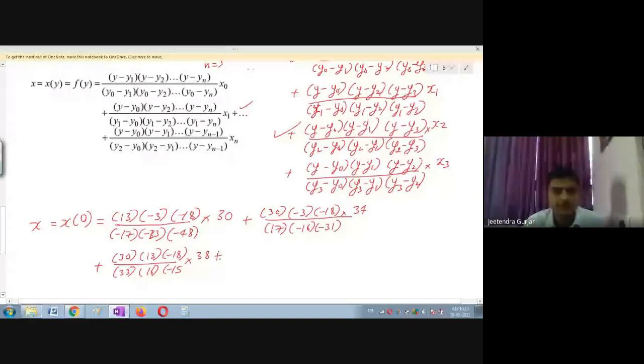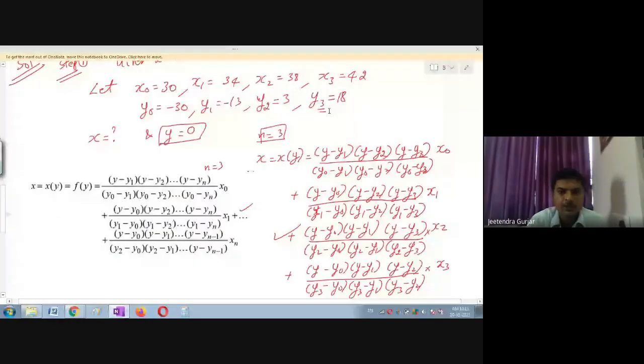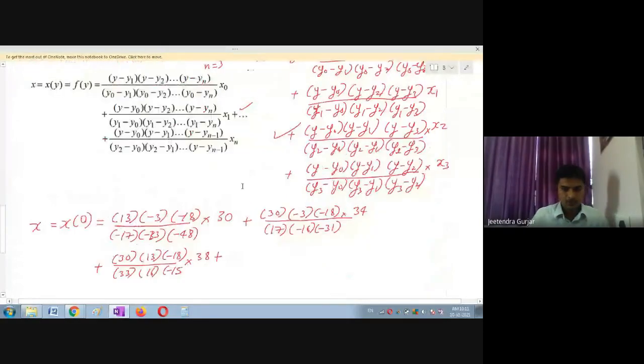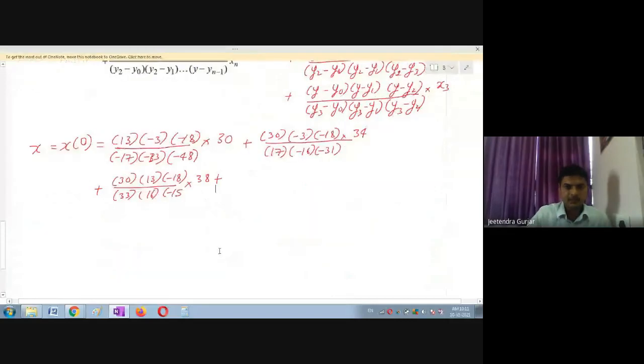38. So all these values you should note down. X2 is 38. So this is important. When you get this correctly, you can directly substitute the values. Next I'm going to substitute values in this: y minus y0 is 30, y minus y1 is 13, and y minus y2 is minus 3, divided by y3 minus y0 is 48, y3 minus y1 is 31, y3 minus y2 is 15, into x3 is 42.